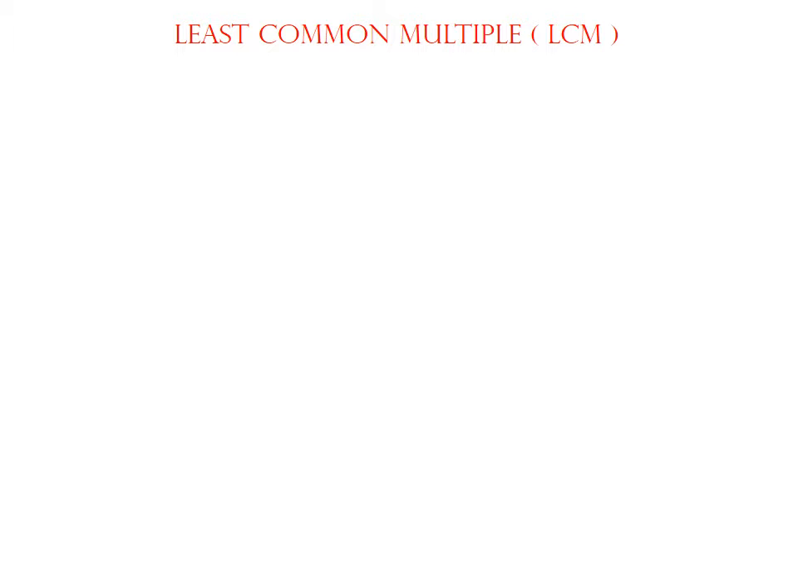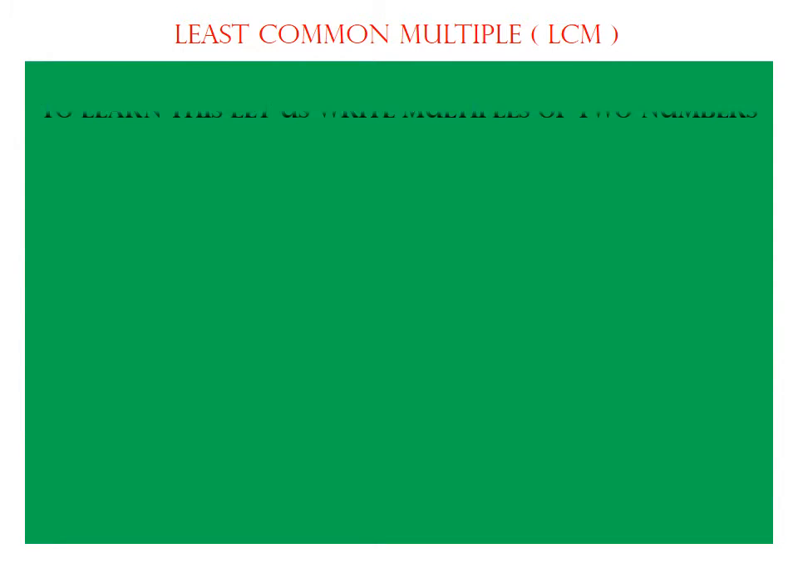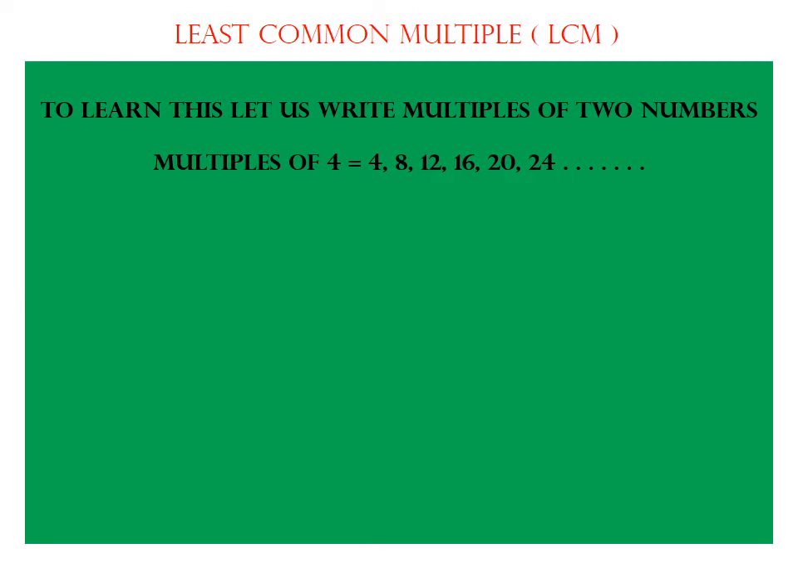Now we are going to learn what is least common multiple, that is simply abbreviated as LCM. To learn what is LCM, let us write the multiples of two numbers. Multiples of 4 are 4, 8, 12, 16, 20, 24, etc. And multiples of 3 are 3, 6, 9, 12, 15, 18, 21, 24, etc.